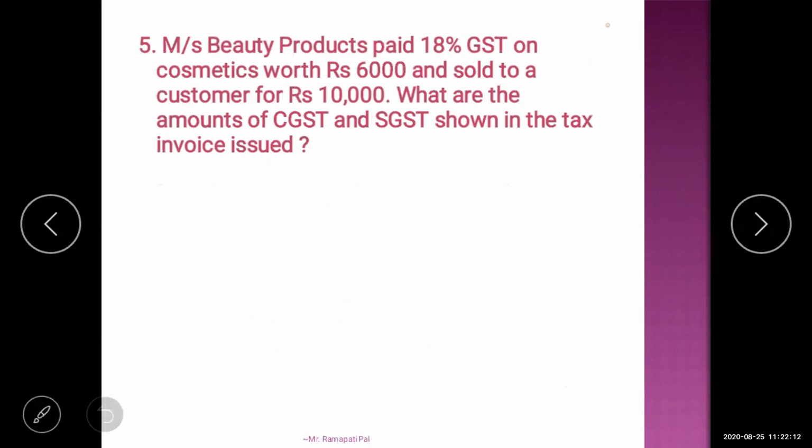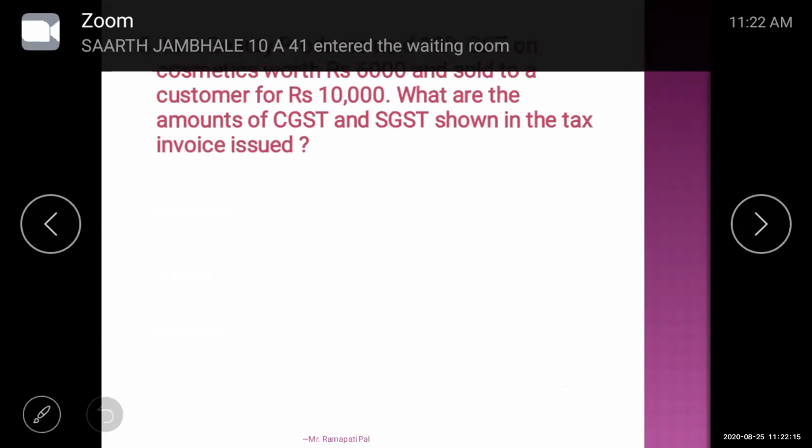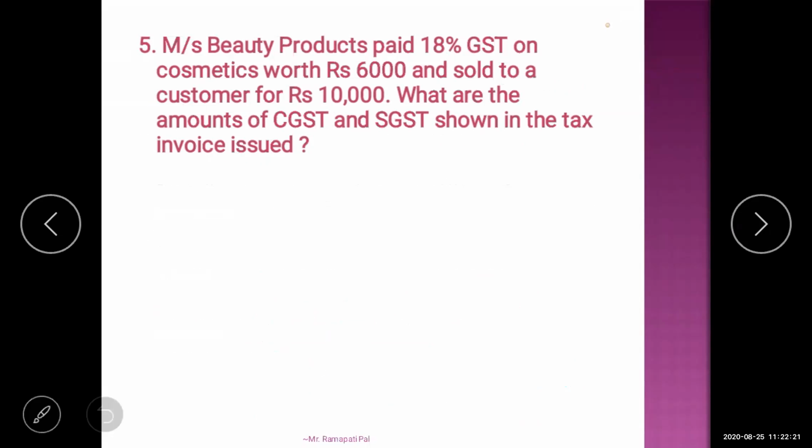MS Beauty Products paid 18% GST on cosmetics worth rupees 6,000 and sold them to a customer for rupees 10,000. The cost is 6,000 and it is sold to a customer for rupees 10,000. Then we have to find out the GST, the CGST and the SGST shown in the tax invoice.